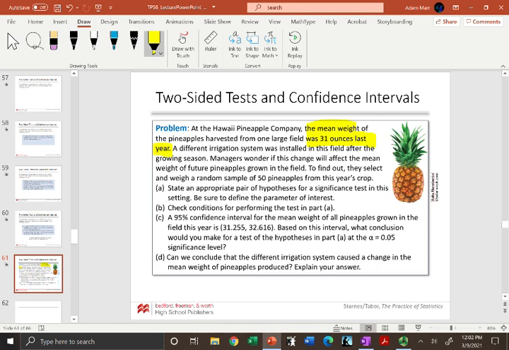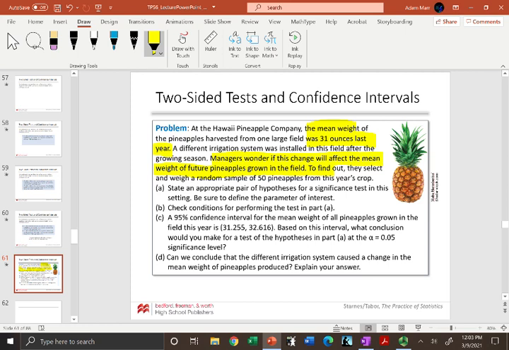Okay, so right here, notice they wonder if the change will affect the mean weight of the future pineapples grown in the field this year. So they said affect it. They didn't say increase it. They didn't say decrease it. Affect. So that sounds like two-sided. So let's take a look here.